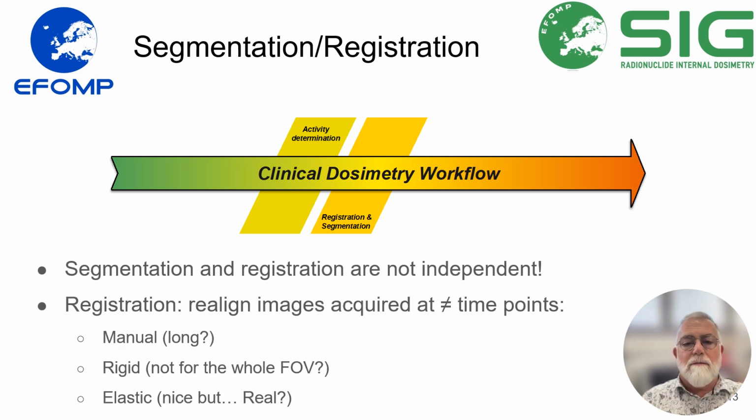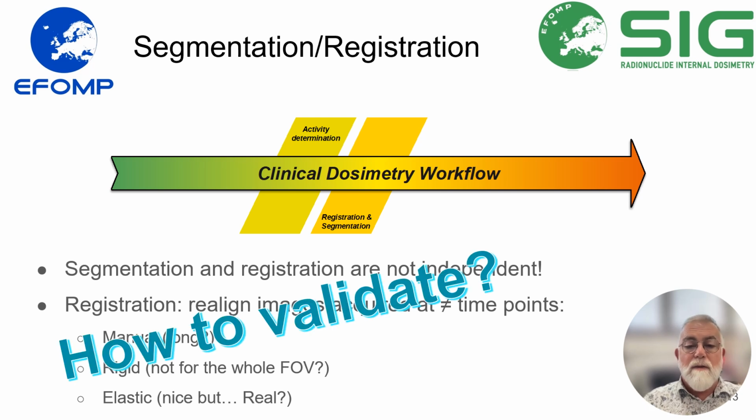So why is that? First of all, registration. Registration means realigning images acquired at different time points. So it can be manual, it can be rigid, it can be elastic. There are a variety of algorithms and possibilities or software for image registration. So obviously you have to test them, and it's not so easy to say how to validate registration.